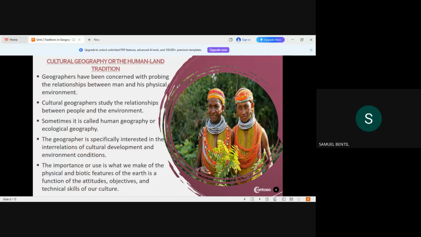And that's why sometimes we even call it human geography or ecological geography. And here, our specific interest as geographers is to try to see how the interrelation of cultural development and environmental conditions are interplaying within the area.